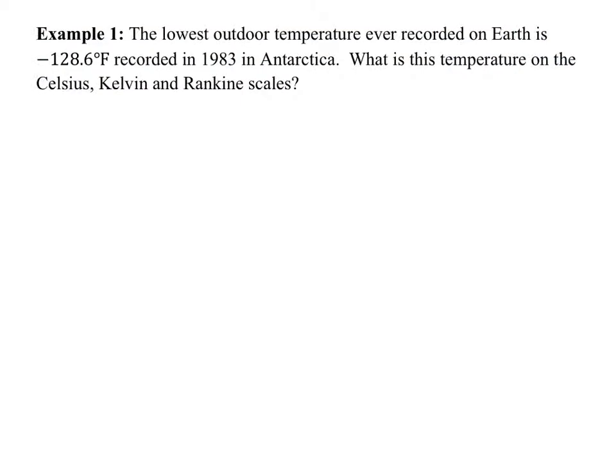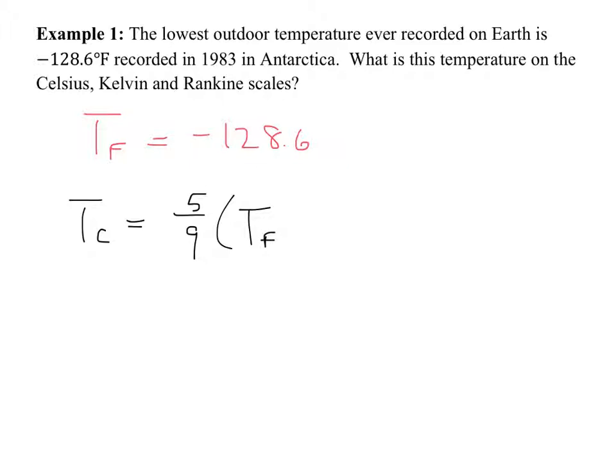Let's look at a quick example. It's very simple here. The lowest outdoor temperature I've recorded is negative 128.6 Fahrenheit in Antarctica in 1983. Figure this out in Celsius, Kelvin, and Rankine. So we're given Fahrenheit. If I'm given Fahrenheit, which formulas can I use to convert? Which of them involve Fahrenheit? Two of them do. The Celsius formula, which equals 5/9 times the quantity Fahrenheit minus 32. Good.